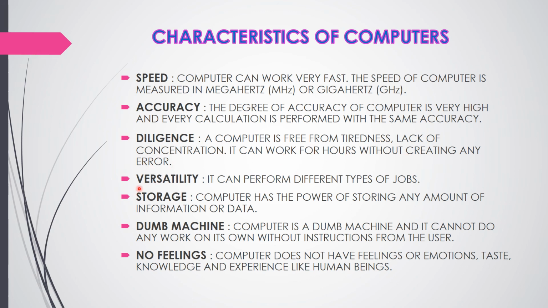The next characteristic is versatility. It can perform different types of jobs, from making videos to creating documents, performing complex calculations, etc. Next is storage. A computer has the power of storing any amount of information or data. A computer is a dumb machine and cannot do any work on its own without instructions from the user. It does not have feelings or emotions, taste, knowledge, and experience like human beings.